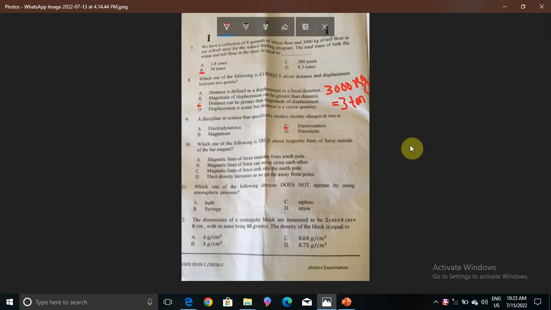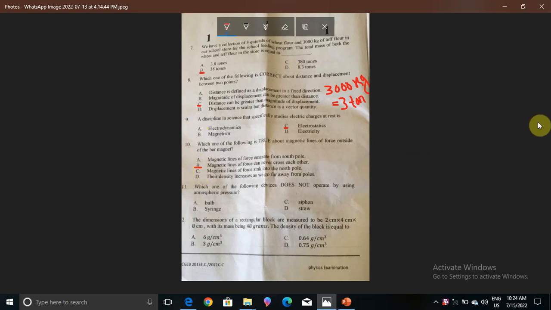In question number 10 it says, which one of the following is true about magnetic lines of force outside of the magnet? Magnetic lines of force emanate from South Pole, or magnetic lines of force can never cross each other, or magnetic lines of force sink into the North Pole, or their density increases as we go far away from poles. The correct one between the four choices is B, that magnetic lines of force can never cross each other. So the correct one for question number 10 is choice B.